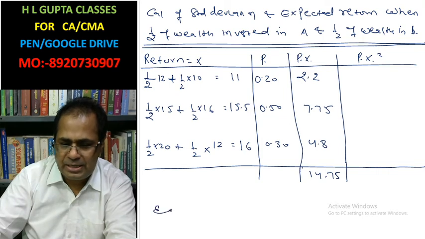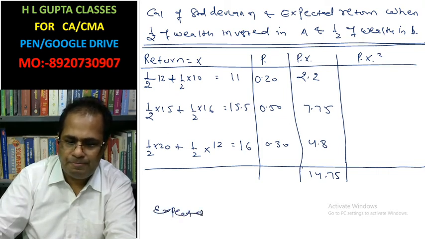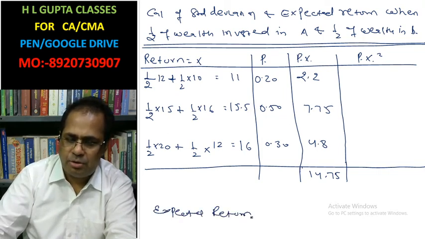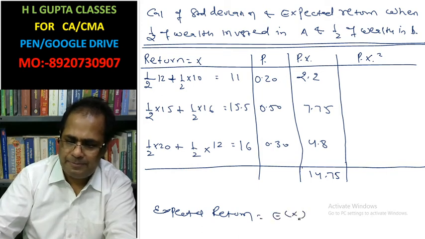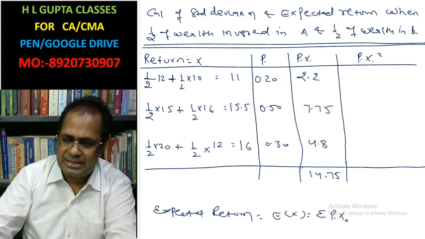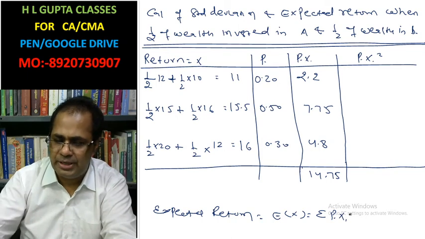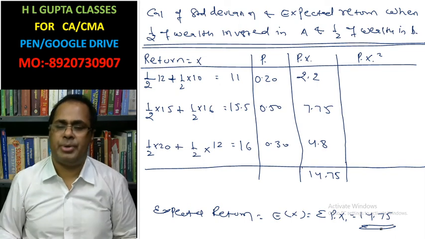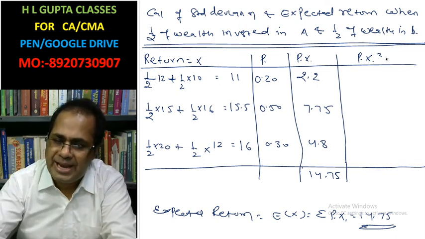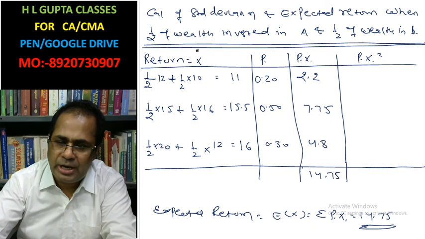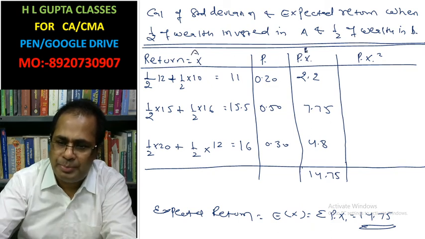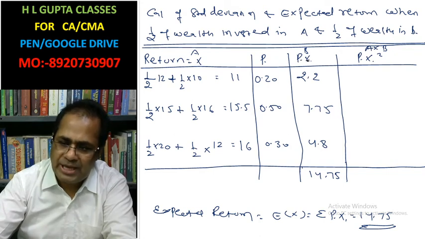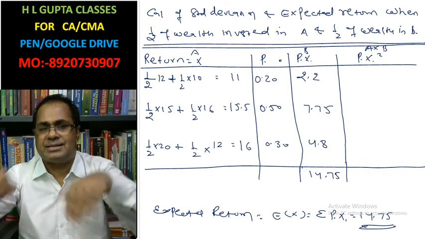Now expected return equals E(X) equals summation PiXi. The summation is 14.75. Now you have to calculate PiXi squared. So this is your A, suppose this is your B, then it is calculated A into B, and PiXi, because X is here, X is here, if you multiply then the X squared will come.